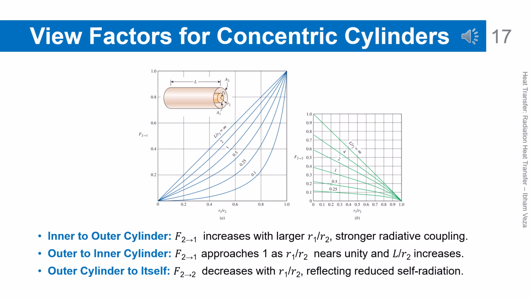View factor for concentric cylinders. To the outer cylinder, the view factor increases as the radius ratio approaches unity. For the outer to the inner cylinder, the value approaches 1 when the geometry is nearly the same and the cylinders are sufficiently long. The self-view factor of the outer cylinder decreases as the inner space becomes larger. The cylinder length also plays a role by reducing edge effects. This configuration is important in reactor analysis, insulated pipes, and heat exchangers.